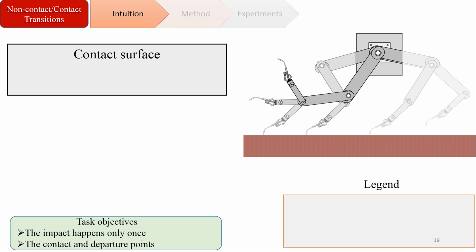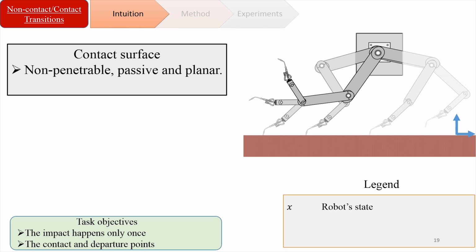We assume that the table is planar, non-penetrable, passive and flat. And we assume that the contact is going to be inelastic. Inelastic contact means that the table and the robot are going to absorb some of the impact energy. It means that if the velocity of the robot at the impact is less than some threshold, the robot is going to stay at impact because all the kinetic energy of the robot is going to be absorbed by the table.